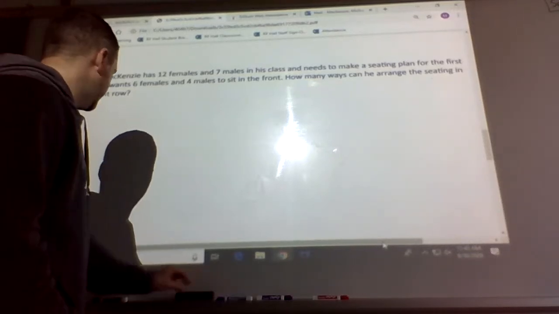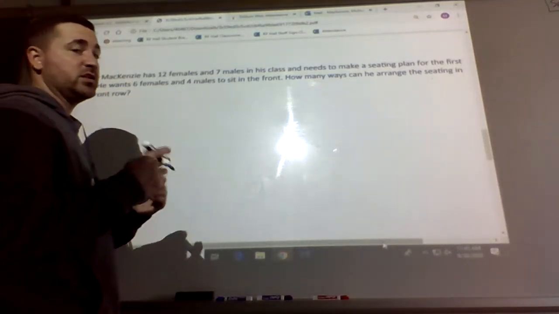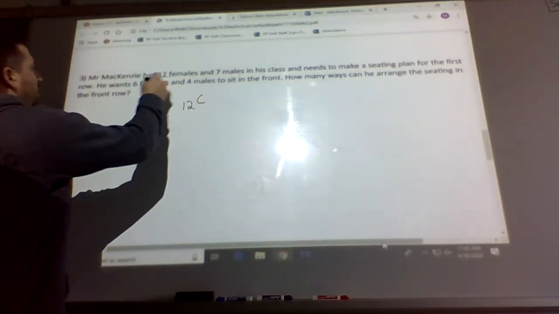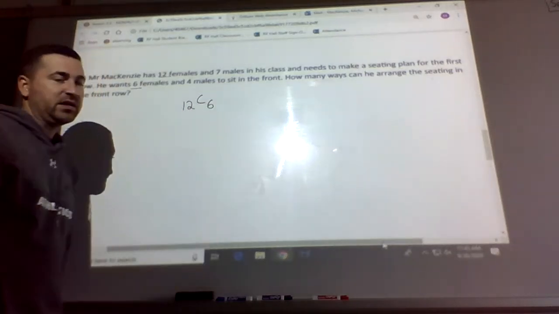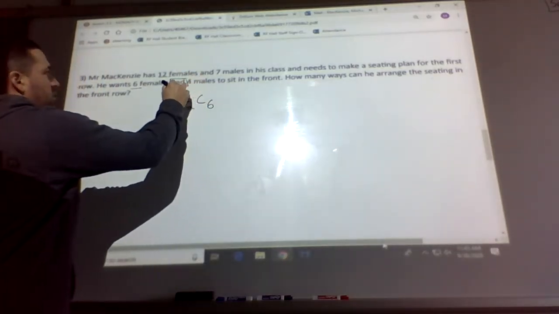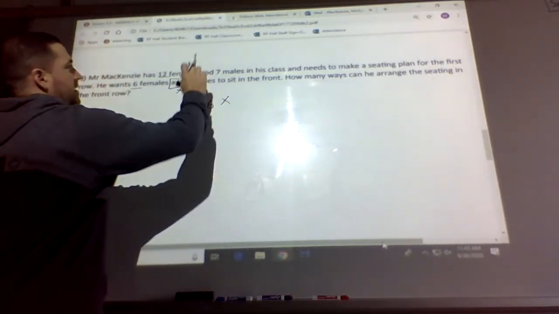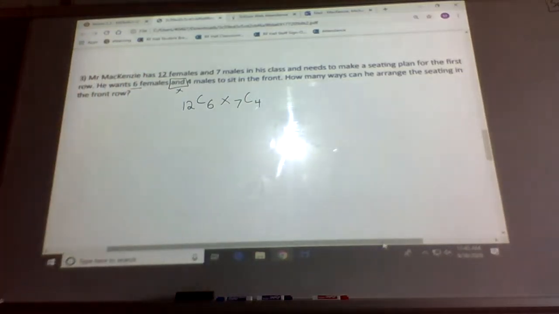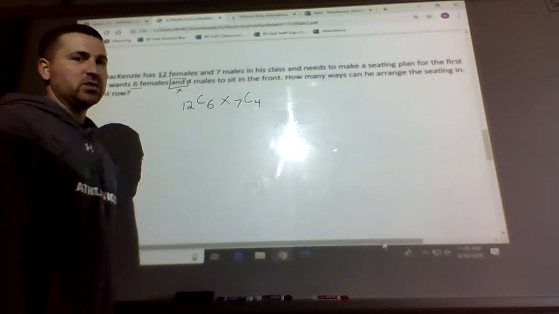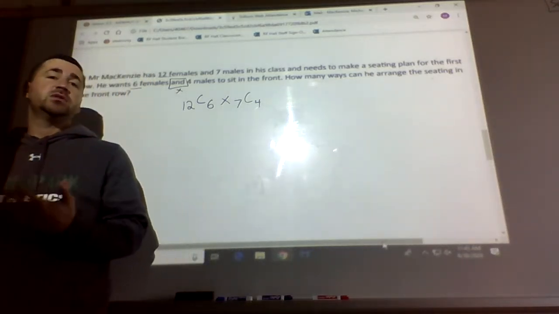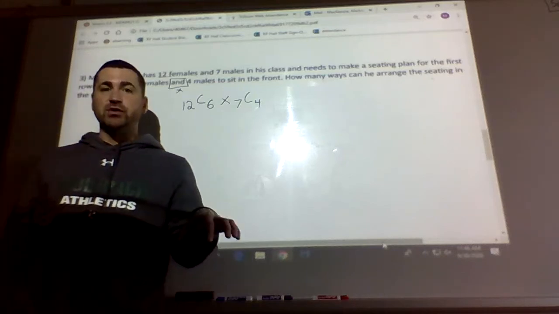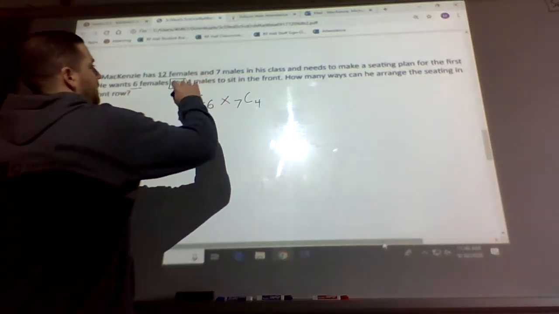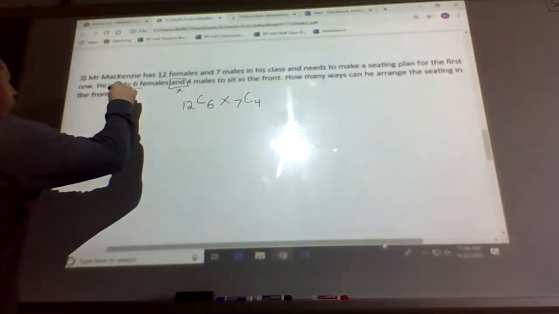First let's see how many ways we can choose the males and females. We have 12 females and we're choosing 6, so 12 choose 6. Then it's an and, so we're multiplying by 7 males choose 4. So 7 males and we're choosing 4. That's if I just wanted to choose 6 females and 4 males. But I want to do more than just choose those. I want to then put them into a row.